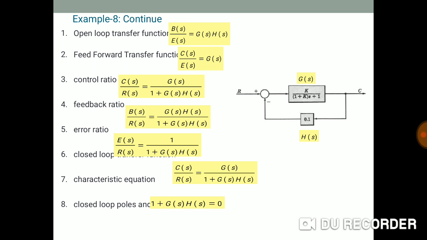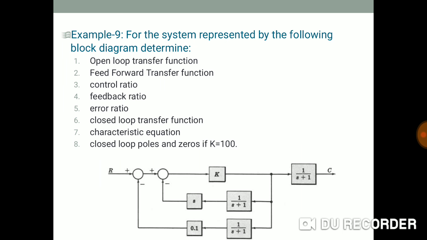As we have the formulas for everything, the first is the open loop transfer function, B(s)/E(s) equals G(s)H(s). G(s) and H(s) are already known to us, so we can put them in and find the open loop transfer function. Then the feed forward transfer function is nothing but G(s), which we already have. Then the control ratio is C(s)/R(s), equal to G(s)/(1+G(s)H(s)). As we have the forms for G(s) and H(s), by putting them into the formulas we get all the unknowns.